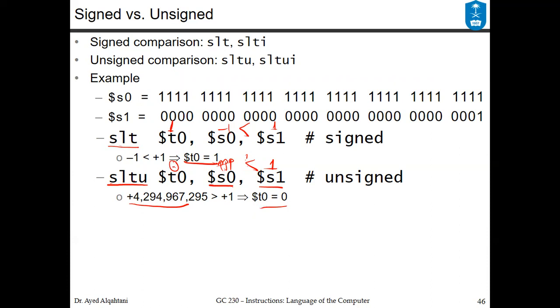This means when you work with the set less than, be aware if the numbers that you have are signed or unsigned. If you want them to be signed, use set less than. If you are working with addresses and you know there are no negative signs, then you should use set less than unsigned.